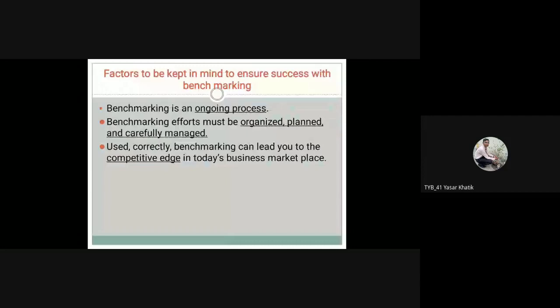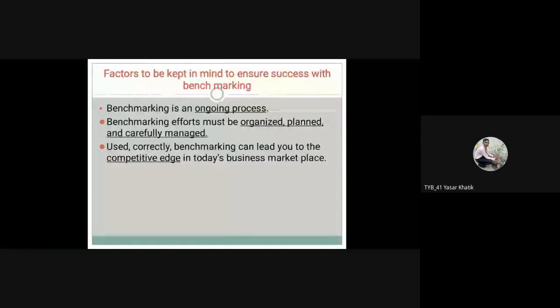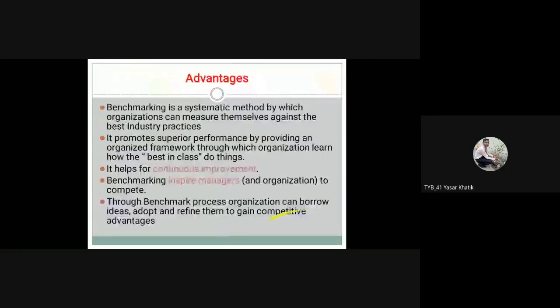Used lead you to the competitive edge in today's business marketplace. तुम्ही जर हे व्यवस्थित पद्धत यूज केली, बरोबर पद्धतीने बेंचमार्किंग केलं, तर जे काही आता जगात कॉम्प्युटर आहेत मार्केटमध्ये तिथं तुम्ही टिकू शकाल आणि तुमची कंपनी फायद्यामध्ये जाईल. ठीक आहे. तर हे आहेत थोडे फॅक्टर्स जे तुम्ही बेंचमार्किंग करण्या अगोदर थोडे विचारात घ्यायला पाहिजे.